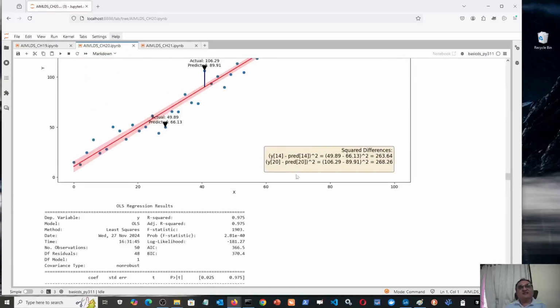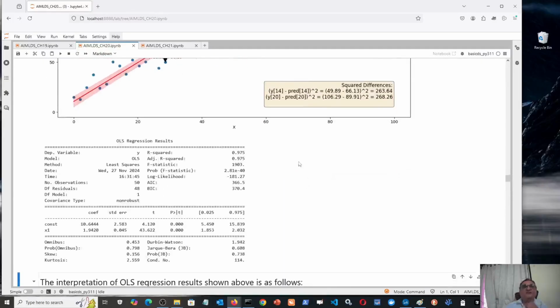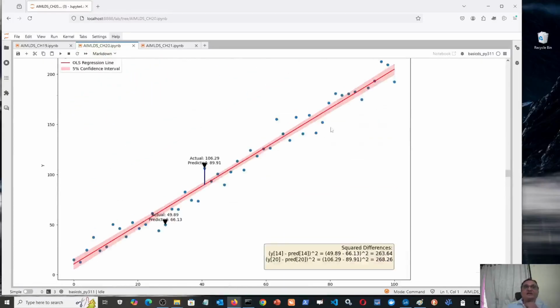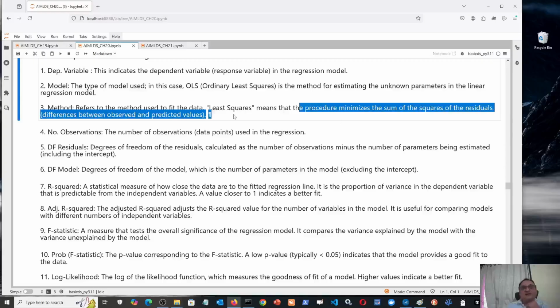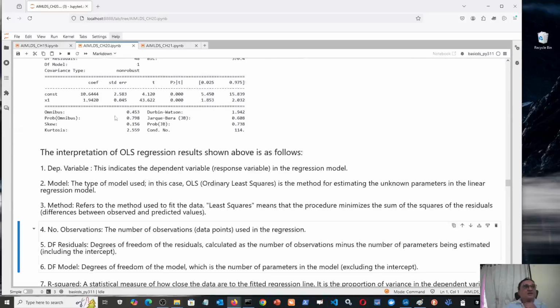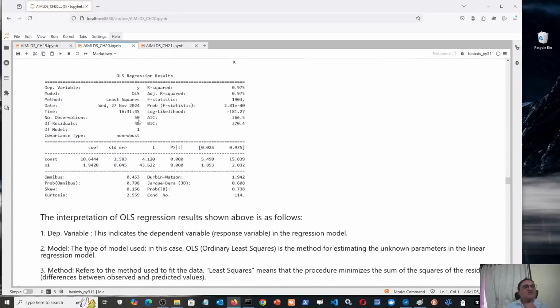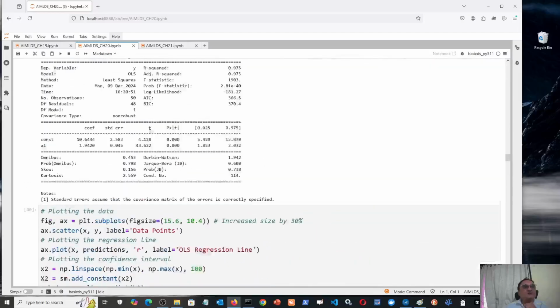So that is what I said, that sum of squared errors were found, and such a line, red colored line, was obtained for which that sum of squared error is minimum. So a procedure which minimizes the sum square of residuals, or difference between observed and actual value, was adopted. Now number of observations. So number of observations is 50. That is because we created 50 observations in this case.